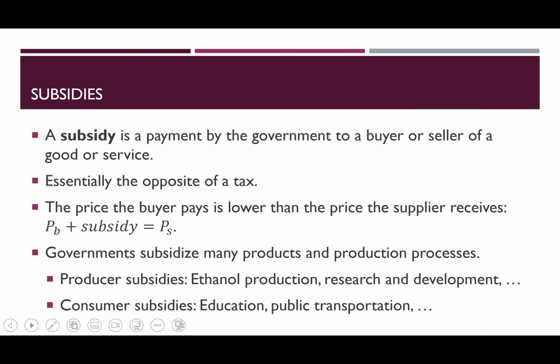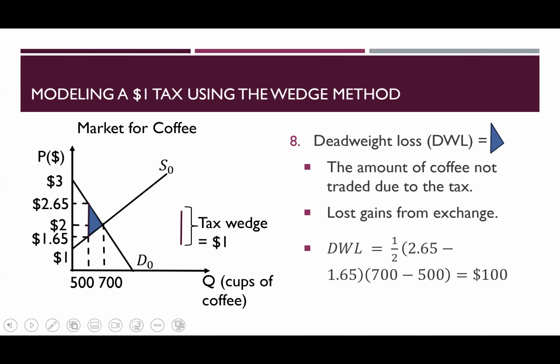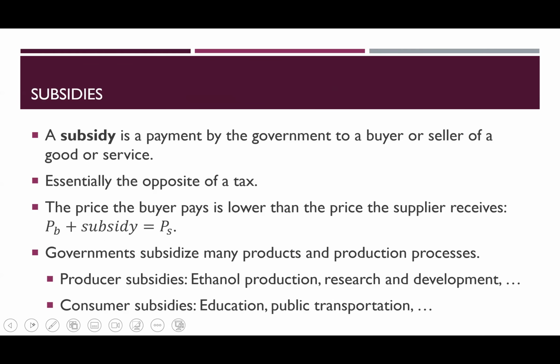A subsidy is just like a tax. It's essentially the opposite. A subsidy is where the government is paying people in a market rather than people in the market paying the government. So the subsidy is going to decrease the price that buyers pay and increase the price that sellers receive. We see government subsidies in many products.